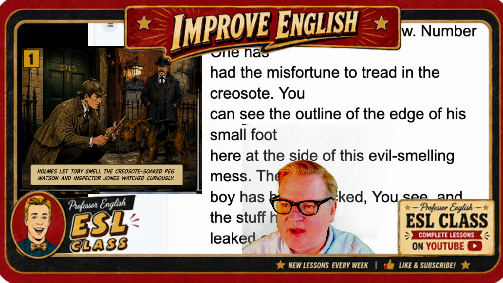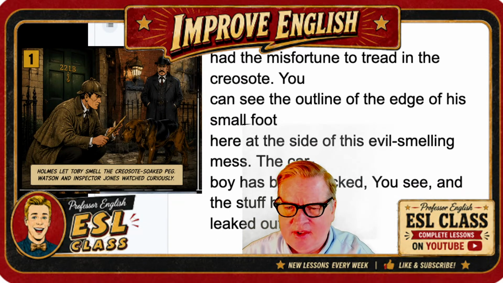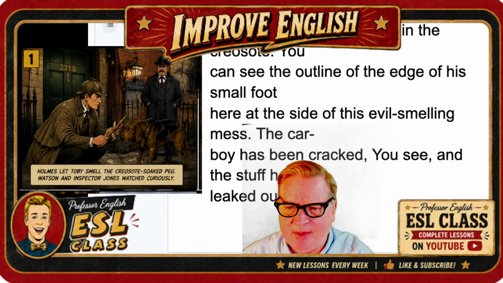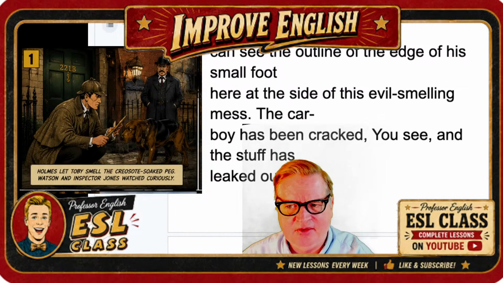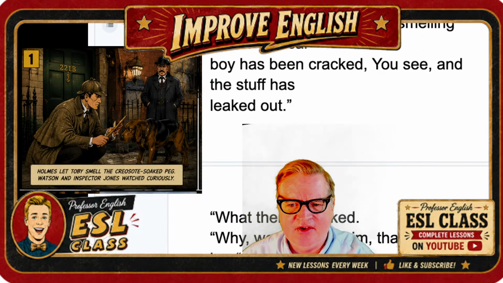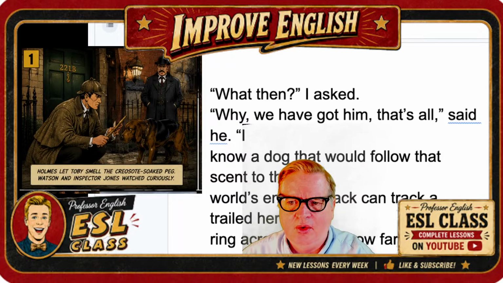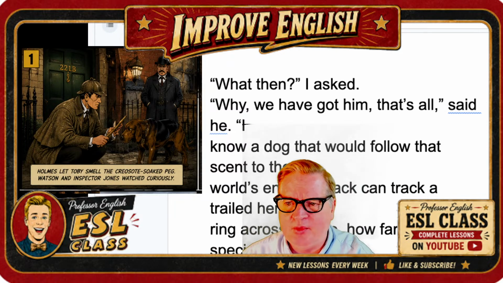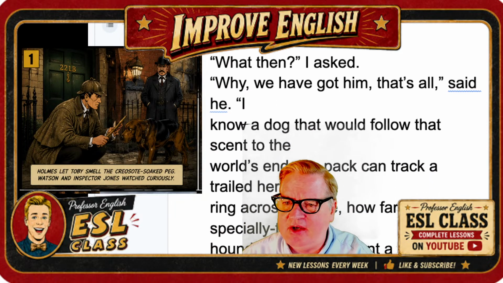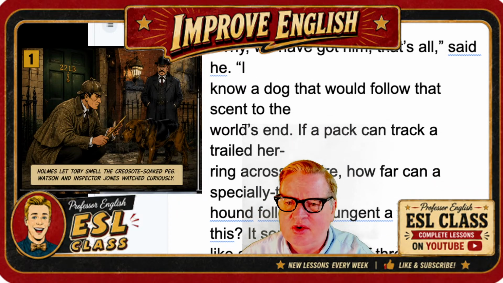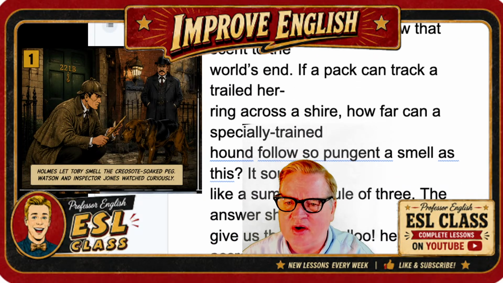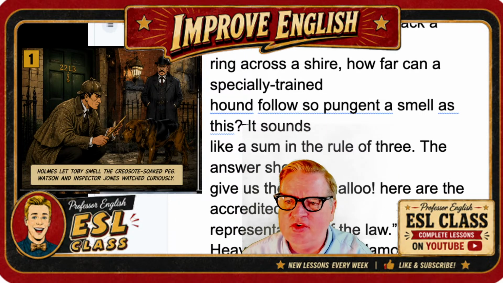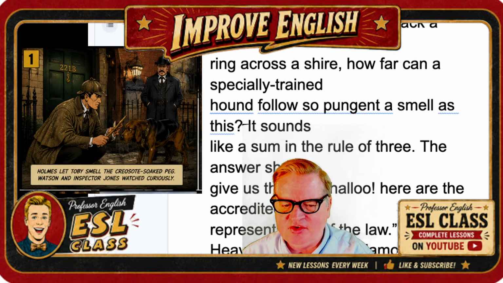"You can see the outline of the edge of his small foot here at the side of this evil-smelling mess. The carboy has been cracked, you see, and the stuff has leaked out. What then? Why, we've got him, that's all," said he. "I know a dog that would follow that scent to the world's end. If a pack can track a trailed herring across a shire, how far can a specially trained hound follow so pungent?" Pungent means like very strong smelling.